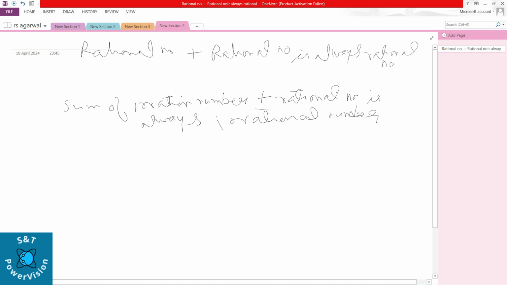Okay, I'll show you how. Here, the second question is that the same approach is also applicable in the case of subtraction. We cannot say otherwise here. Just take an example: 2 minus root 3.